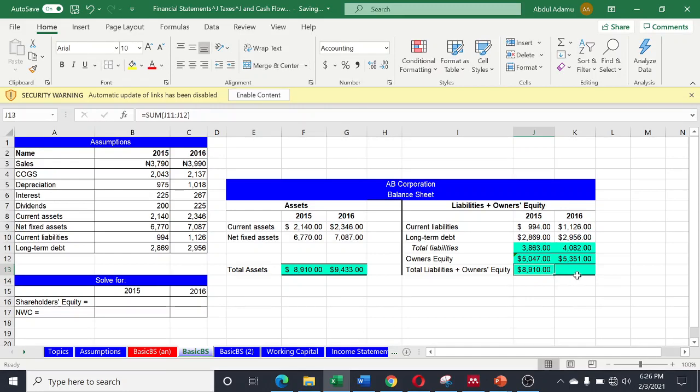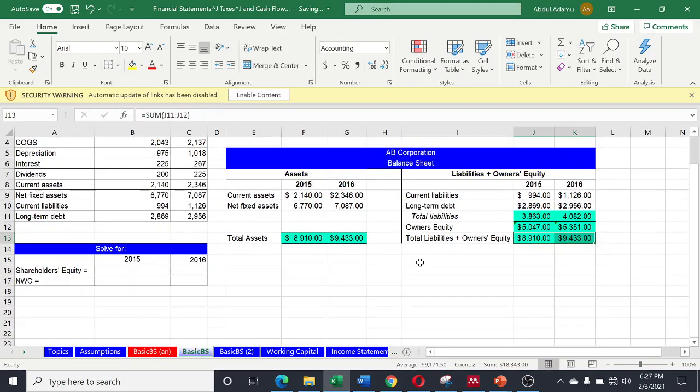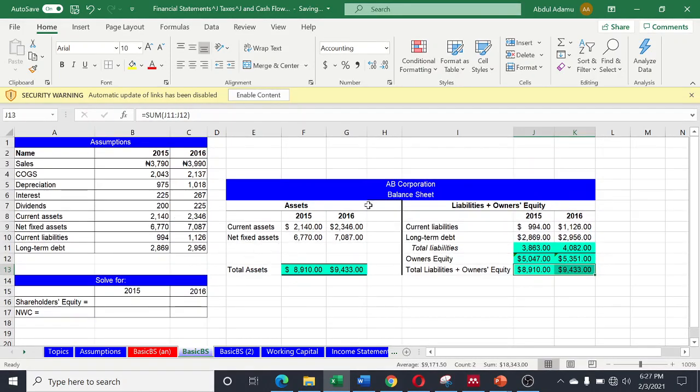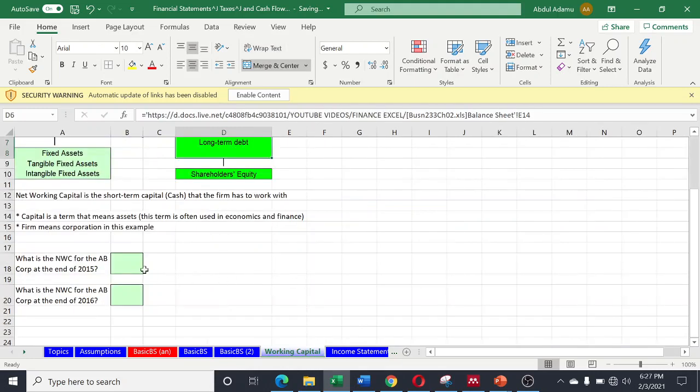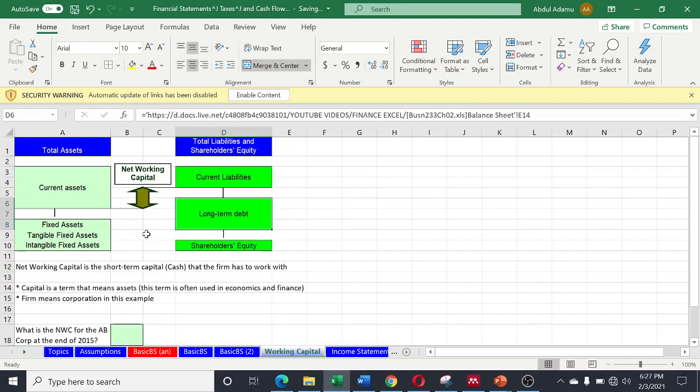So you drag, and you can see the balance sheet balances. So this is how we use Excel to do our balance sheet. Now, working capital, like I said earlier, is the difference between current asset and current liability.